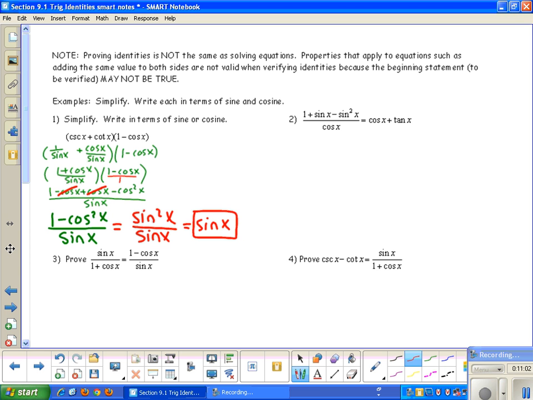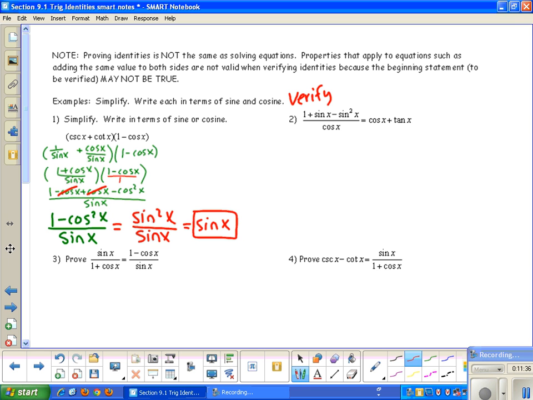The next one is a little bit different. So this one should say verify or prove that 1 plus sine x minus sine squared x over cosine x is equal to cosine x plus tangent x. Now, as I said before, this is not the same as solving equations. So I can't get rid of what's in my denominator here by multiplying both sides by cosine x. That would be a no-no, because what you do to one side, you can't do to the other. You have to keep each side separate. So that's the kind of stuff that I'm talking about when you can't solve like if you're solving an equation.